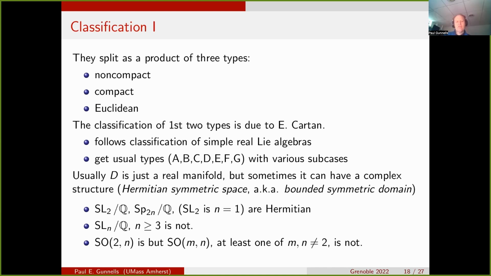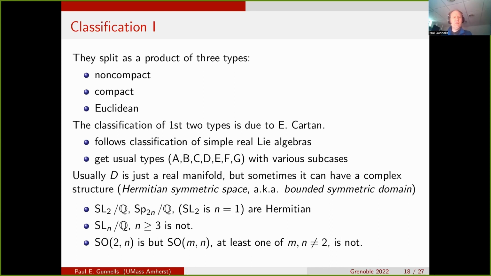So for example, SO(2,n) is, but if you have SO(m,n) where neither one of those is 2, I don't know if that's what I've written there, but what I mean is that you don't have a 2 there. So then that one is not. So it can seem a bit random which ones are, which ones aren't.